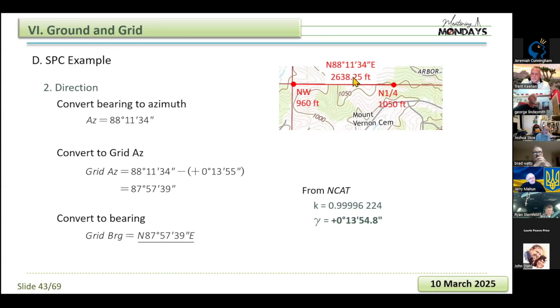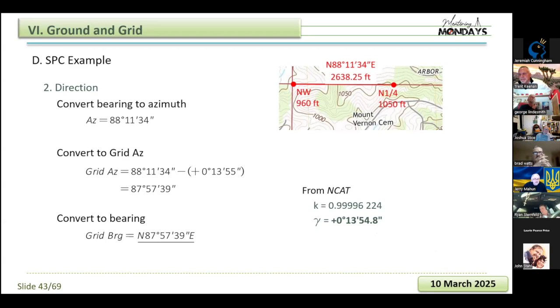But if these points are far enough apart, and this is where things get really fun working with ellipsoids, the convergence at the center of the line is not half the convergence at the endpoints, because you don't have a nice circular surface, you have an ellipsoidal surface. So things can get real flaky real fast.